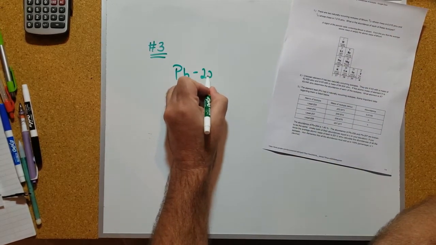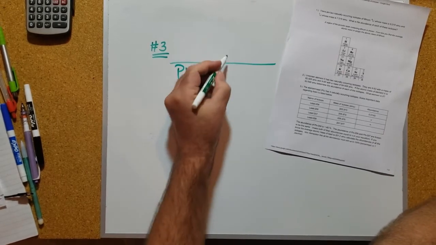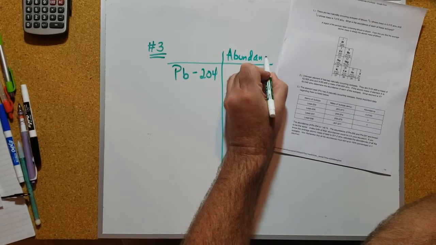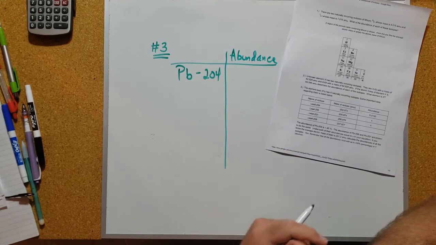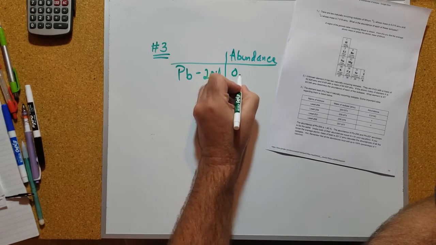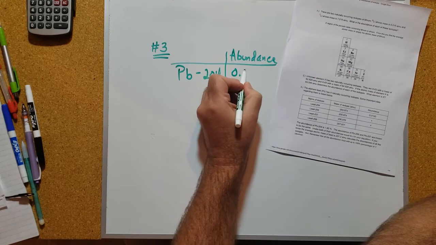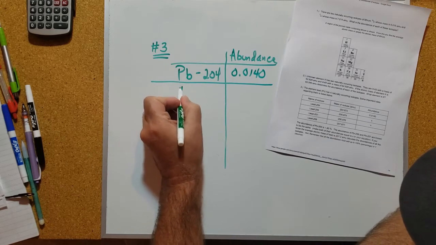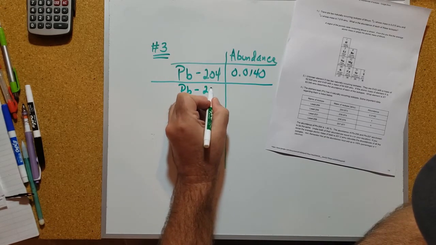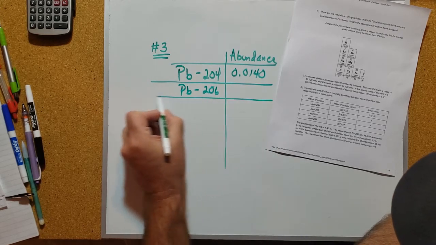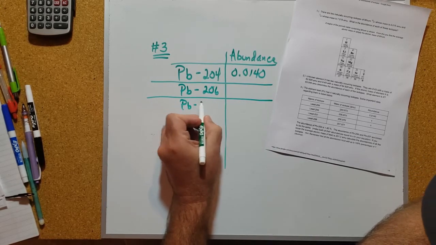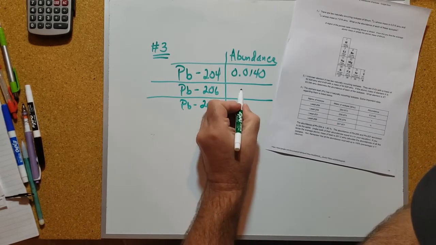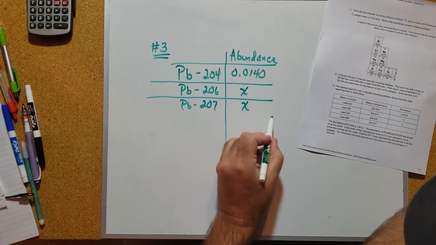Lead 204 has an abundance of 1.40%, which as a decimal is 0.0140. We write them as decimals. Now the next two isotopes, lead 206 and lead 207, we're told have the same abundance. We're just not told what it is. So you could just say they're both X and X.